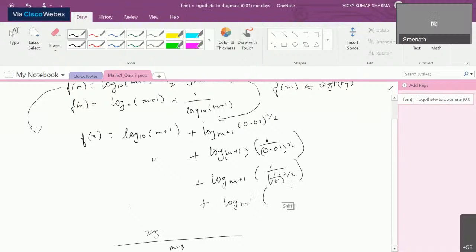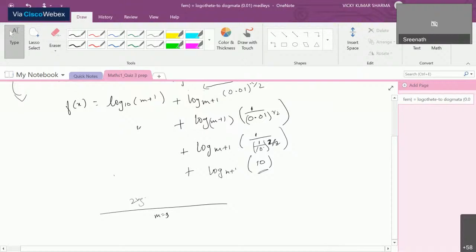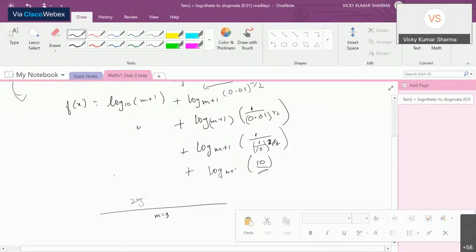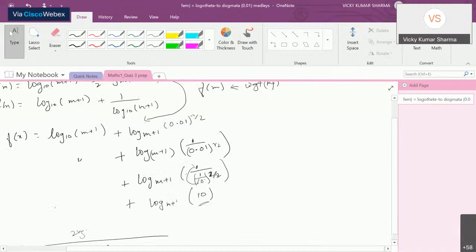Then you get it, but these things will go down, and then you will have 1 by 10 on the top. So I have taken 2 square here, and I have taken it out here. Then I'll have this: 1 by 1 by 10 is 10. Then this part will go on the top. It's just like 1 divided by 1 by 10 can be written as 10.